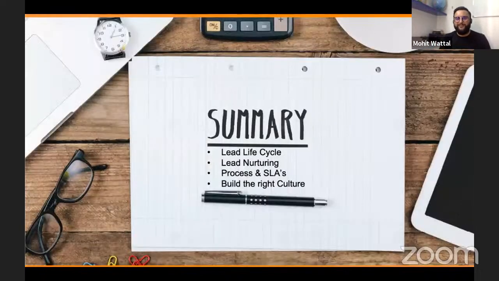So, summarizing towards the end, managing your leads properly: understand and establish your lead life cycle on the CRM, nurture your leads, follow processes, make your people follow them, set up SLAs at the right place, at the right milestone, with rightly understood SLAs, and build the right culture in your organization. I think these are the critical factors that one should really consider for managing your leads, because eventually it is all money that you're burning to make leads.